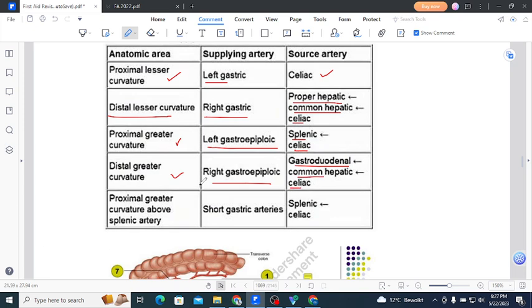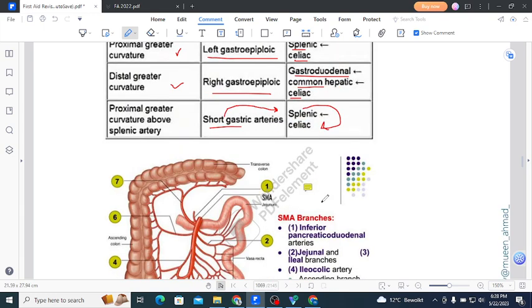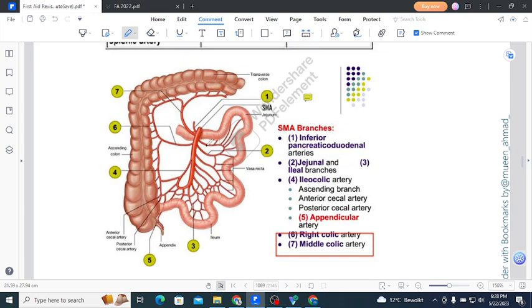Then we have the proximal greater curvature above the splenic artery. That is supplied by the short gastric arteries, and the short gastric arteries come from the splenic artery, and the splenic artery comes from the celiac artery. Simple. Then we have the superior mesenteric artery and its branches.